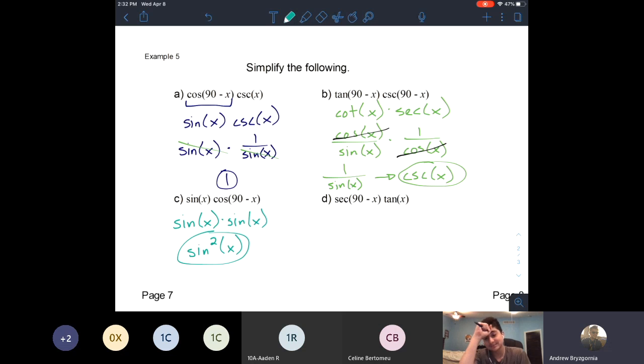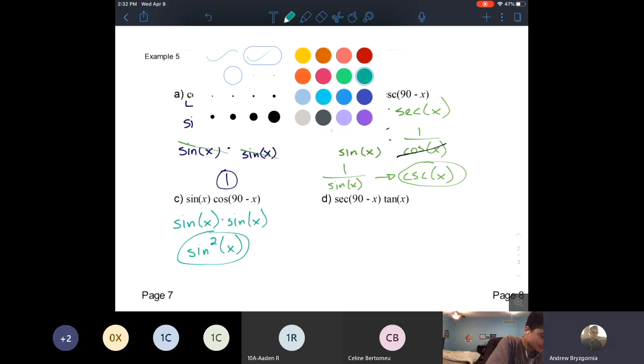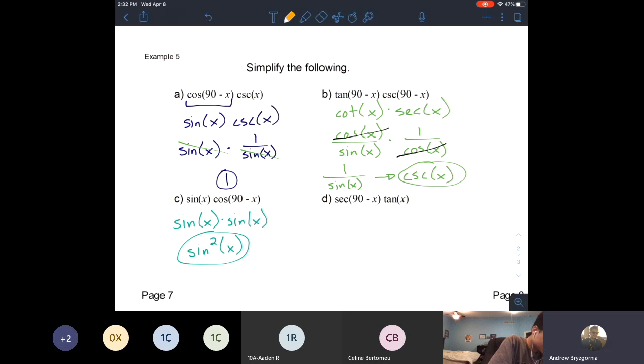So anyway, for part C then, when it's sine times sine, we can just simplify that into sine squared. And then for this last one, we'll do orange. Secant of 90 minus x, that's going to become cosecant. How can I rewrite these two now? What fraction is equal to cosecant and what fraction is equal to tangent?